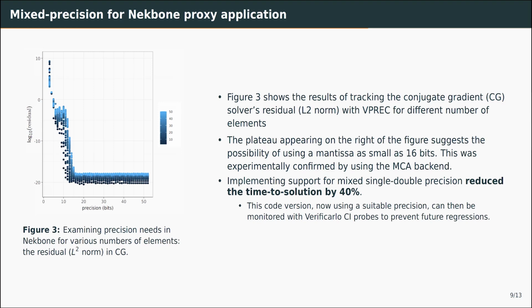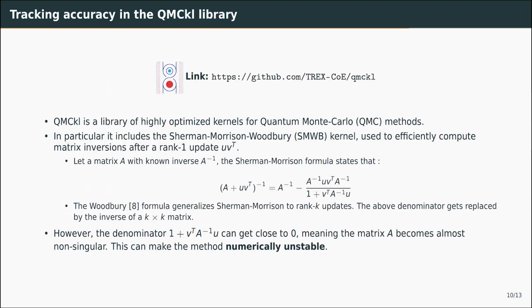So then the second use case is not CFD actually, it's from quantum chemistry, in particular from the QMC=Chem library, which is a library that provides a set of kernels for quantum Monte Carlo methods. This is work that was done with François Coppens in particular. And what you are interested in here is one of those kernels, which is the Sherman-Morrison-Woodbury kernel.